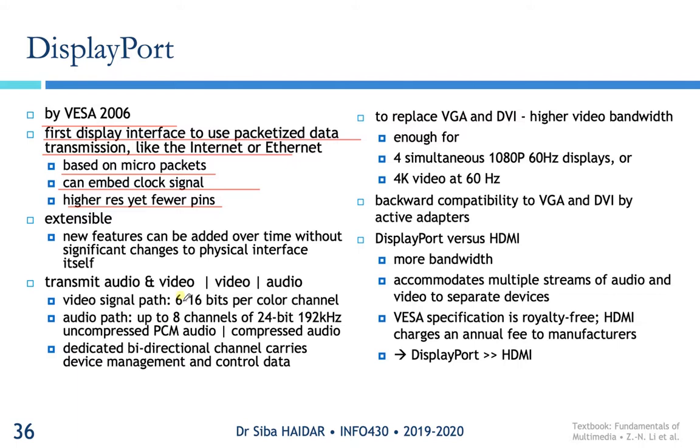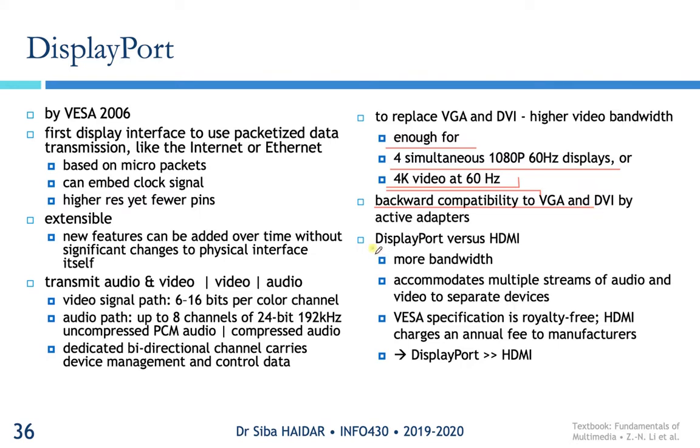The video signal passes 6 to 16 bits per color channel. The audio passes up to 8 channels of 24-bit, 192 kHz uncompressed PCM audio or compressed audio, and a dedicated bidirectional channel carries device management and control data. DisplayPort was introduced by VESA to replace VGA and DVI, with higher video bandwidths. It was enough for 4 simultaneous 1080p 60 Hz displays. Imagine. Or for 4K video, meaning UHD-TV video at 60 Hz. So this is a good connector, and it is backward compatible with VGA and DVI.